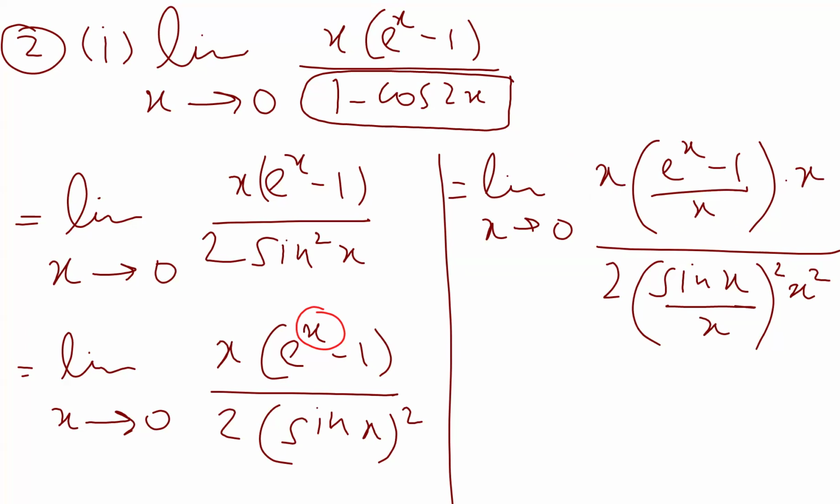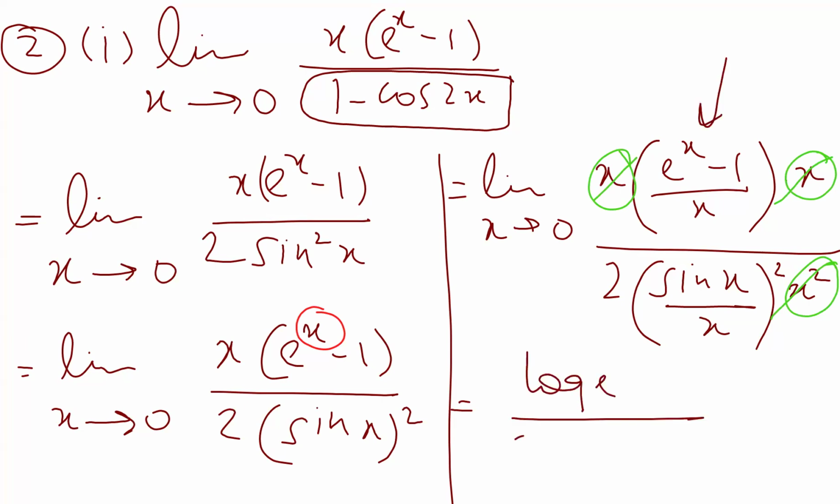Now see, this and this is gone. And one more x and one more x is also gone. So technically this x square and this x square is getting cancelled. So this is log e 2 into 1 square. This is 1, but then there is square. 1 upon 2. I hope everybody understood this problem.